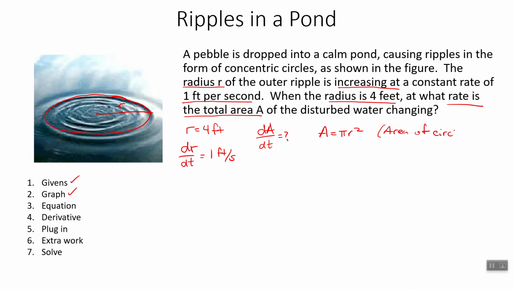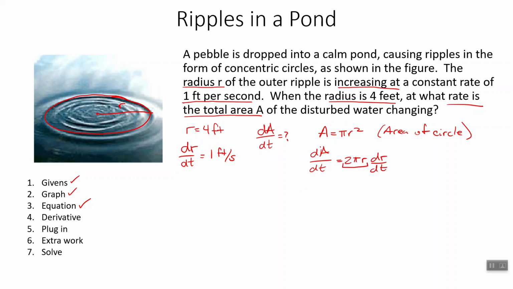We are supposed to know area formulas. We don't have to know volume formulas, just FYI. So there's our equation. Next, we want to take its derivative. So A is changing with respect to time. That gives us our dA/dt. We bring down our 2. We get 2 pi r times dr/dt. The keen-eyed ones of you will notice that this is the formula for circumference right here.